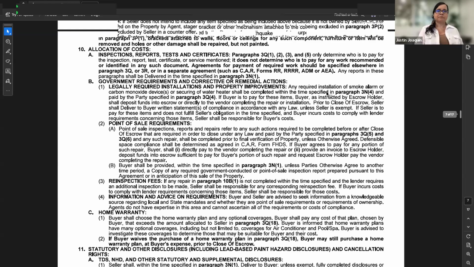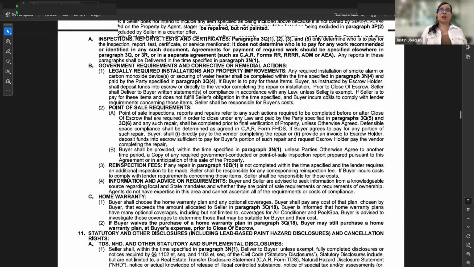Okay, 10, allocation of costs. Remember in the grid, that paragraph that we talked about, like who's going to pay for what and certain reports and all of that. Now that's where 10 comes into play. It's elaborating on that part of the grid.